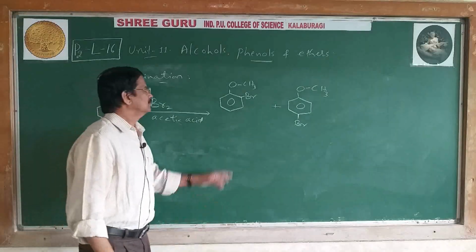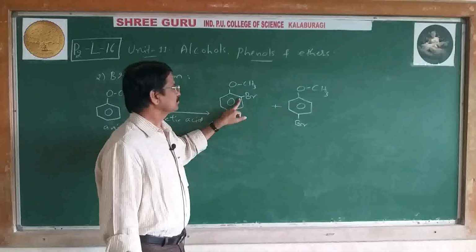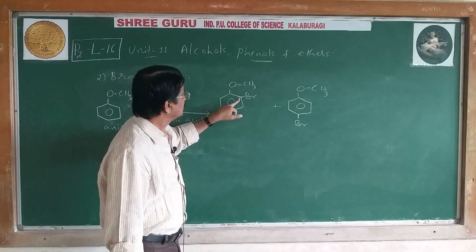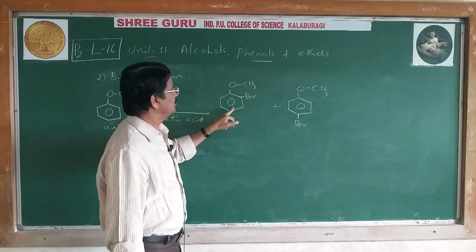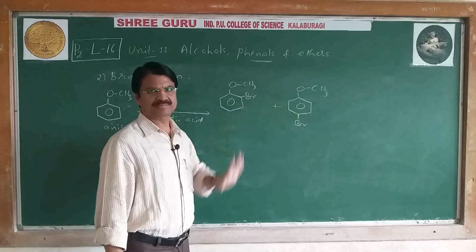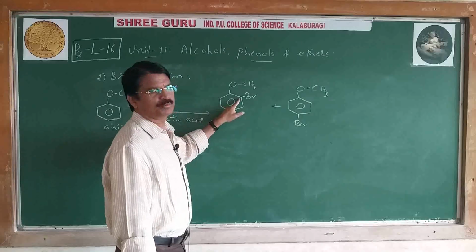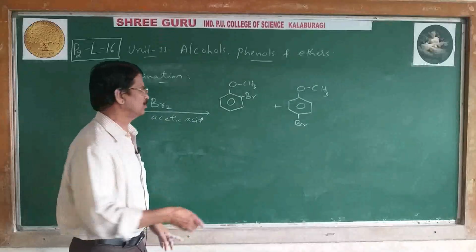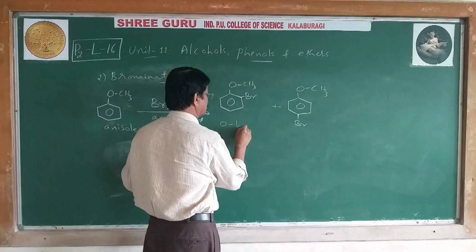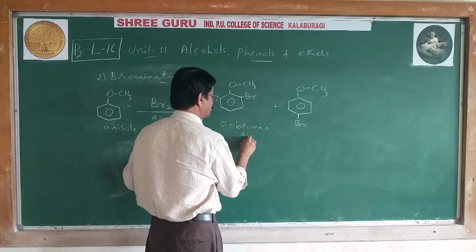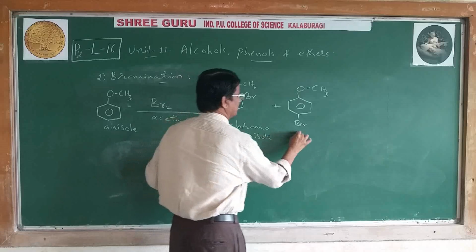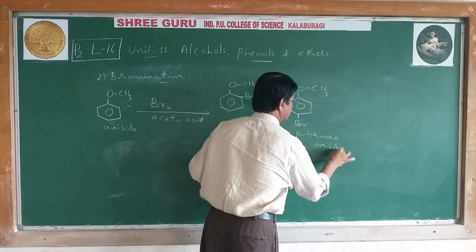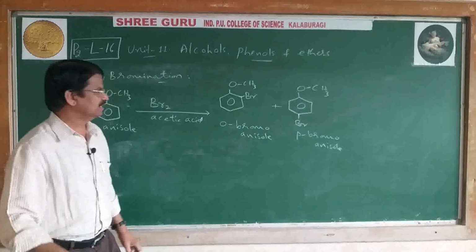2-bromoanisole, or 2-bromo-methoxybenzene, and 4-bromo-methoxybenzene, or ortho-bromo-anisole and para-bromo-anisole. Ortho-bromo-anisole, para-bromo-anisole. So all these reactions are important for theory.